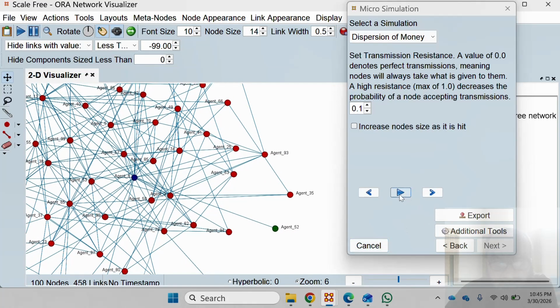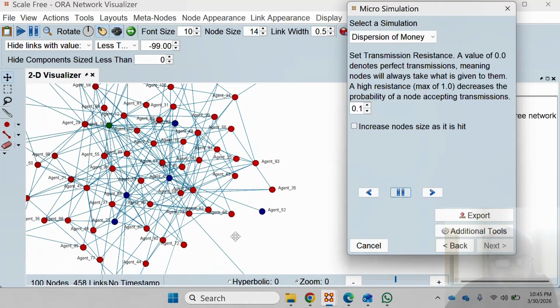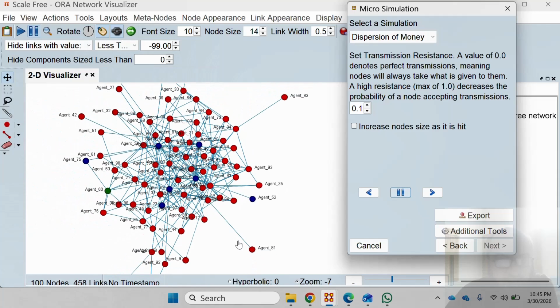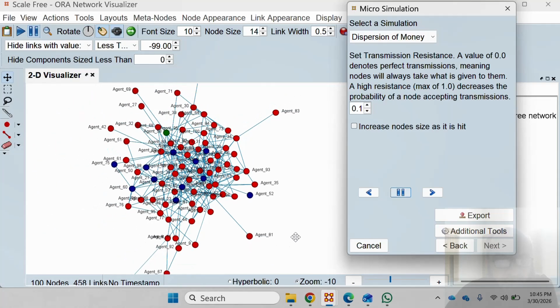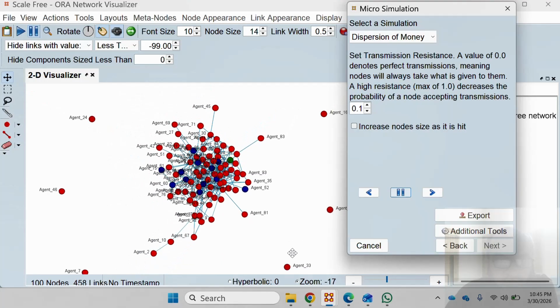So let's play it all together. Now this play works. So at least visually this simulation is more appealing. You see how long it takes to pass through the entire component. Of course, it can only pass within this component, not to the disconnected nodes or components.